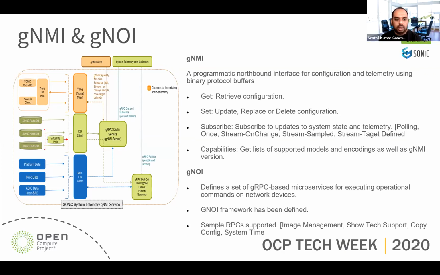And we also recently introduced the gNOI framework. This is the network operation interface from Google. We have put in the framework, and we currently support a few RPCs for managing image management, tech support, and other things. We'll be enhancing this framework soon to support other operational parameters like traceroute, ping, and more. Currently, on-change streaming is still in development. We do have on-change in the framework itself, but actually supporting it for a few of the objects is still a work in progress.